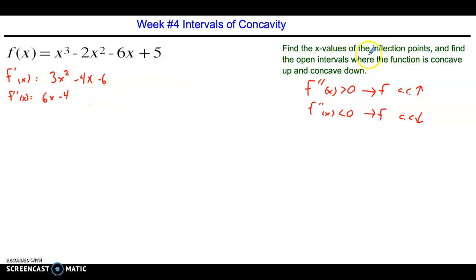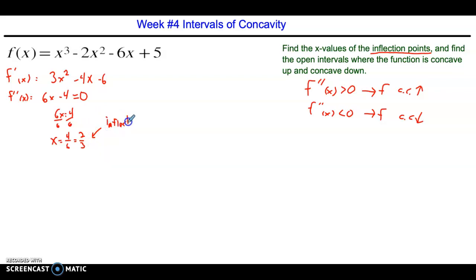All right, there are things called inflection points. That is where the second derivative is equal to 0 and/or where the second derivative is undefined. Our second derivative is not going to be undefined, but we can set it equal to 0 and solve. So 6x, add 4 to both sides, divide by 6. What we get is x equals 4/6. I'm going to clean that up a little bit, 2/3. So this is our one and only x value.